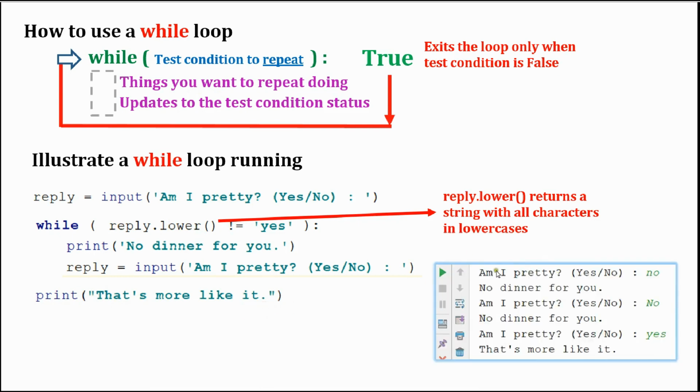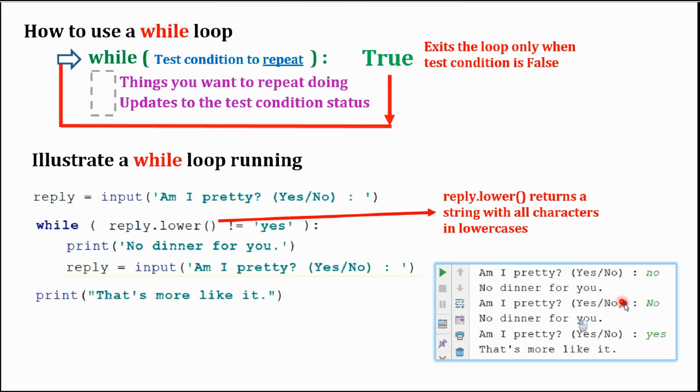So if you run the program, you first ask the question here, "Am I pretty?" And if the user enters no, so no gets stored in reply, and you check your test condition. As long as the user did not reply yes, you will execute this body, "No dinner for you." Then you ask the user again, "Am I pretty?" and update this test condition status. So you ask them, "Am I pretty?"